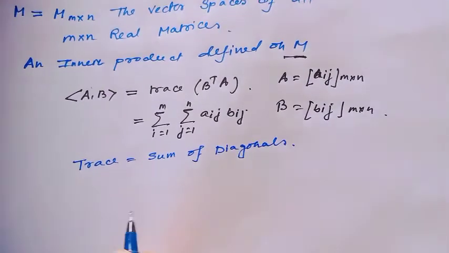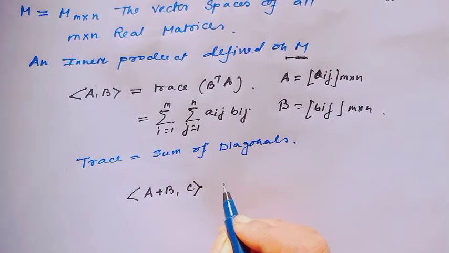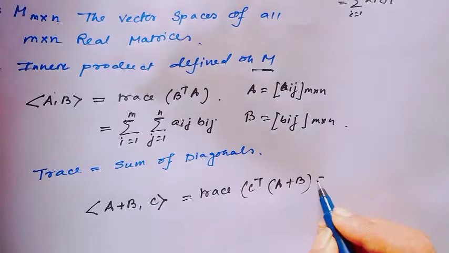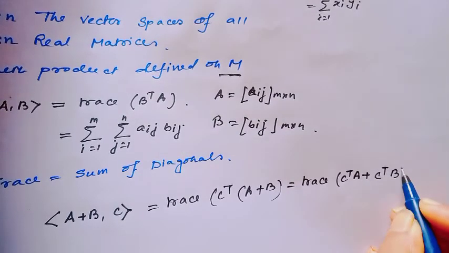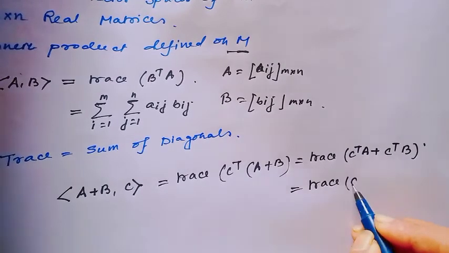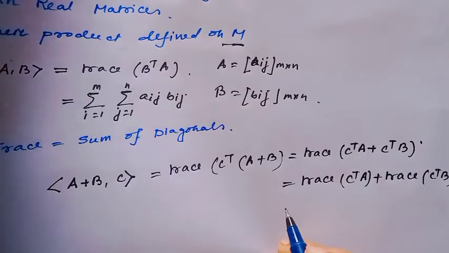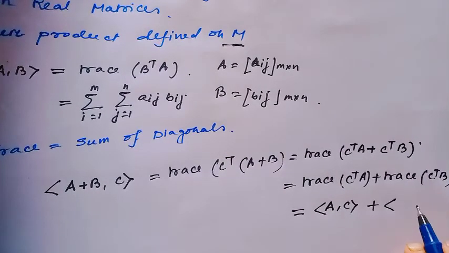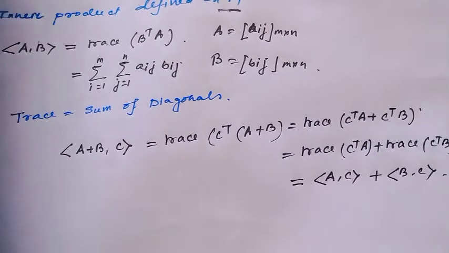Let's verify the first property, the linearity property. Take three matrices A, B and C. Then the inner product of A plus B comma C, by the defined mapping, is equal to trace of C transpose times A plus B, and by the property of trace, this is equal to trace of C transpose A plus C transpose B. And since this is trace, this is equal to trace of C transpose A plus trace of C transpose B. And trace of C transpose A means the inner product A comma C, plus the inner product B comma C. Are you getting? Therefore, the first property of linearity has been satisfied here.